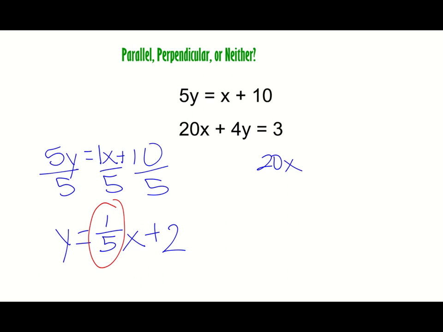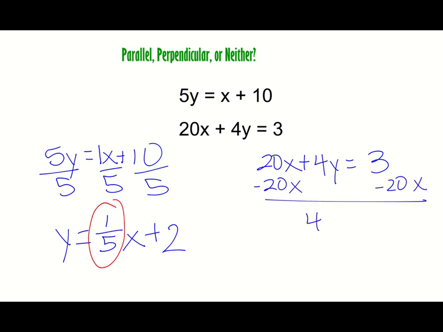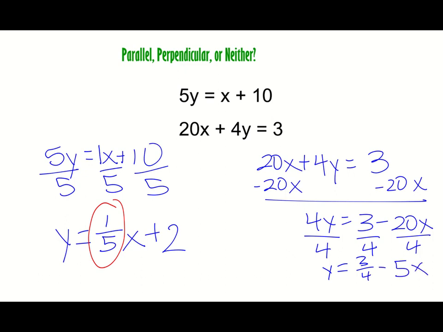I have 20x plus 4y equals 3. So it's in standard form. I'm going to start with getting the x on the other side. So then I'd get 4y equals 3 minus 20x. And then divide it by 4 because I'm getting y by itself. So y equals 3/4. Negative 20 divided by 4 is negative 5x. So now my slope here is the number by the x. So my two slopes, I have 1/5 and negative 5.